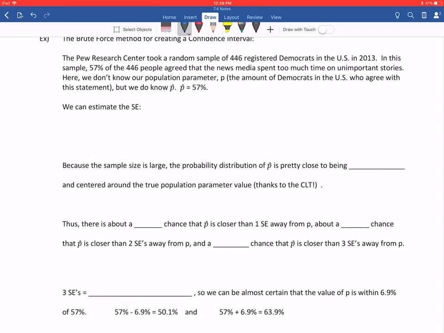So for this example, we have the Pew Research Center took a random sample of 446 registered Democrats in the U.S. in 2013. In this sample, 57% of these 446 people agreed that the news media spends too much time on unimportant stories. Here, we do not know the population parameter P. We do not know the amount of Democrats in the whole U.S. who agree with this statement, but we do know P hat. We know that sample proportion. In the sample, we had 57%.